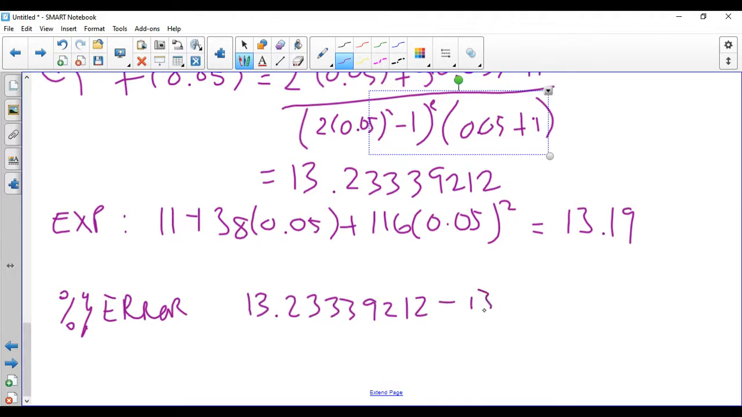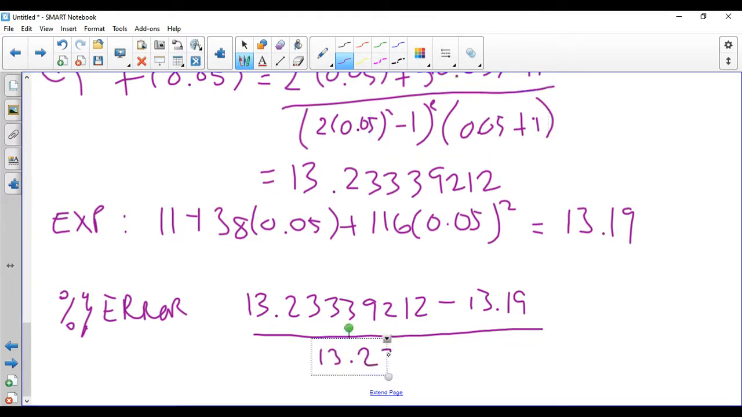So 13.2333912 minus the 13.19. Because I just want the error, I'm going to do it so that it gives me the size of the error, not the plus or minus direction. Over the actual, remember it's always divided by actual, times it by 100 to get a percentage, and you get 0.33% error, which is really good, especially considering it's only up to the squared term, helped by the fact you're putting in a very small number, a number very close to 0. Okay, so that is that exercise finished.